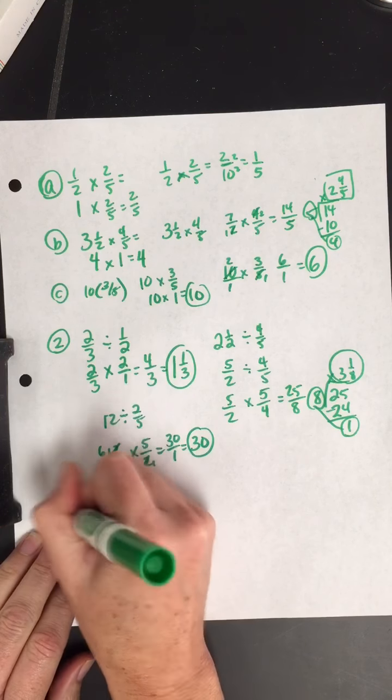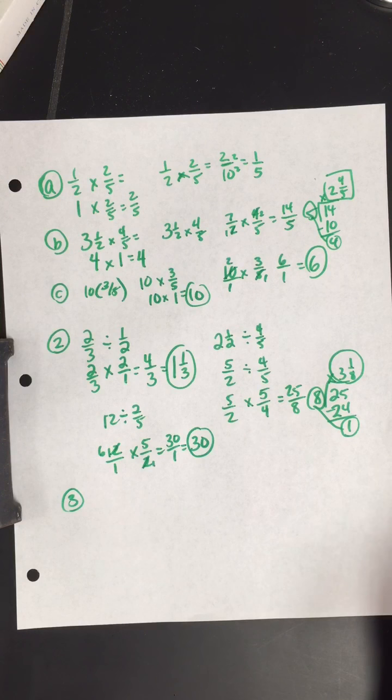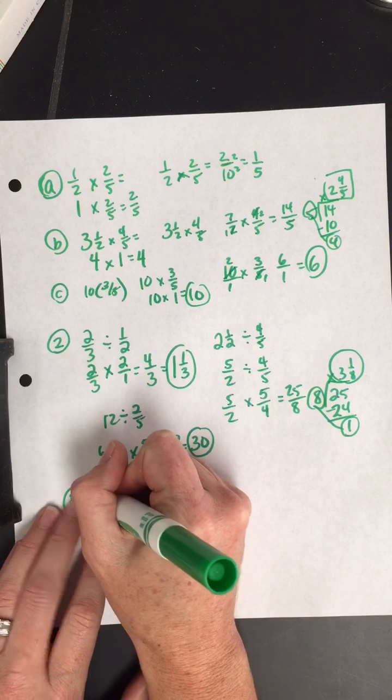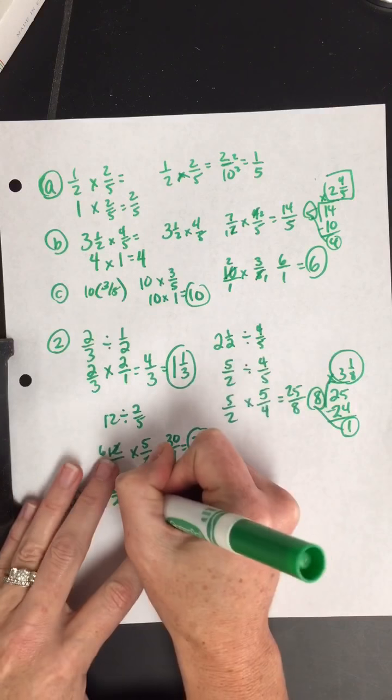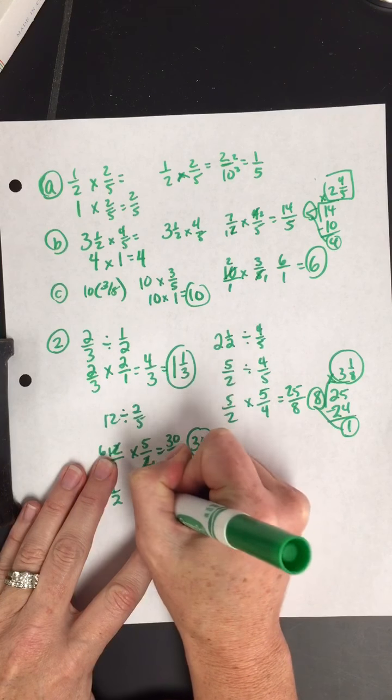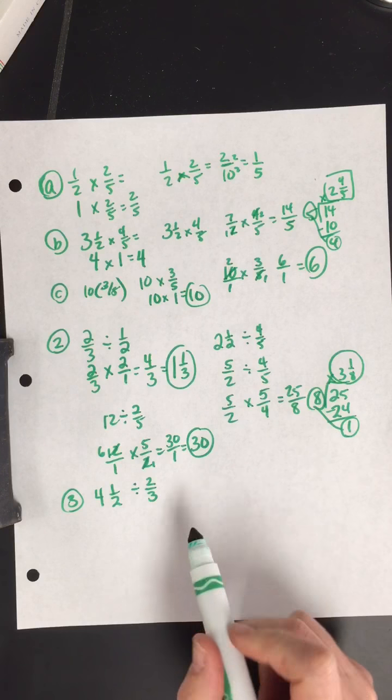Number 3. Sarah is making pudding. She has 4½ cups of milk. If she uses 2/3 of a cup of milk to make 1 serving of pudding, how many servings can she make? Explain your reasoning. So if she has 4½ cups, and we need each serving to have 2/3 of a cup, we talked about this in class.